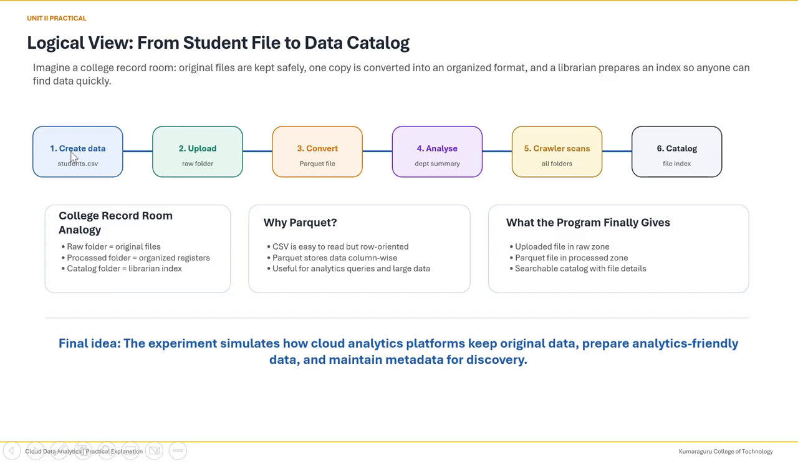Our institute is creating student data, and we are trying to make it a CSV file. Obviously it will have the details of students: register number, name, department, and their respective marks. We are trying to upload that CSV file into a folder. Let me name that folder the raw folder. Later, I convert that CSV file into a Parquet file.